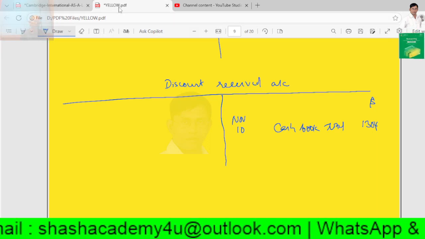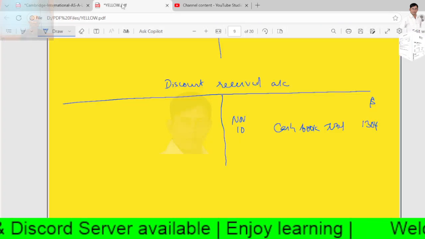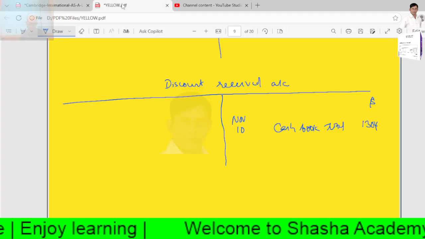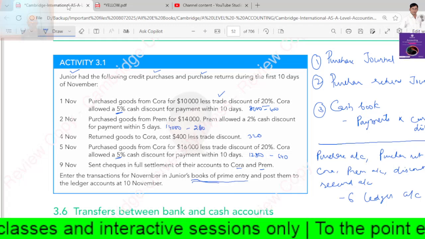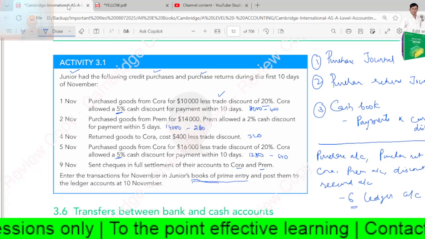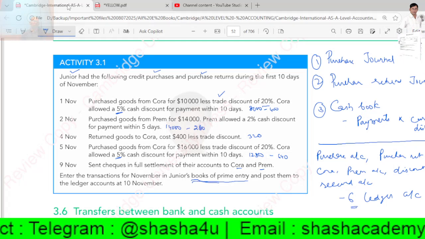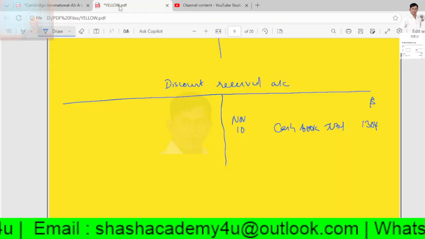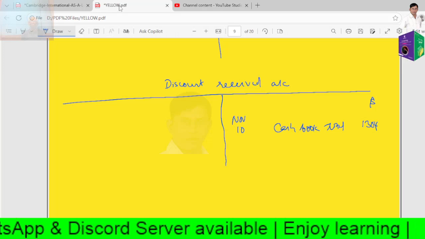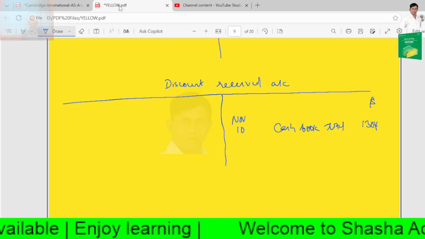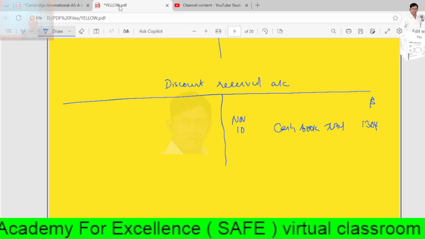So what else is there? I had told 6 ledger accounts. The last ledger account is the cash book. Remember, the cash book is both a book of prime entry and a ledger also. It is not required again since we have already prepared it. So that's the end of this particular question.